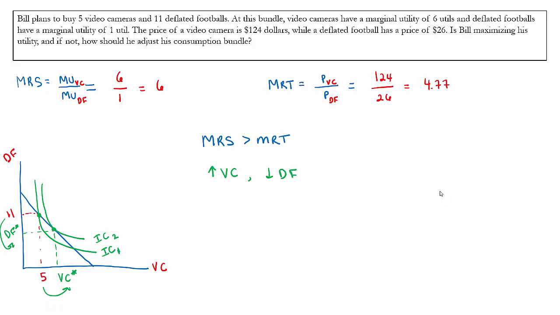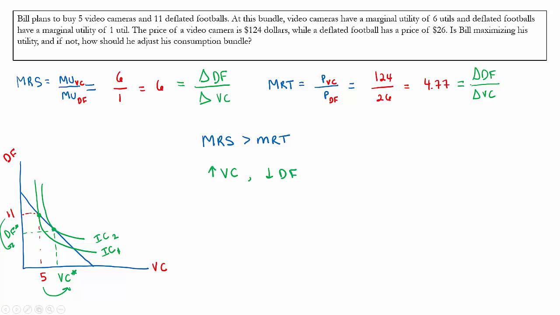Think about what these numbers up here mean. Both are rates of trade, both are slopes. Both as slopes represent a rise over a run. The rise being the change in deflated footballs, and the run being the change in video cameras. Both the MRS and the MRT are slopes, and as such, both represent a rise over a run. So what does the 6 mean? I go back to that.